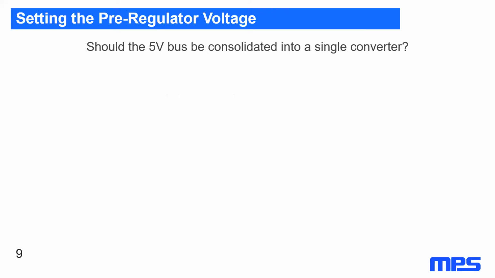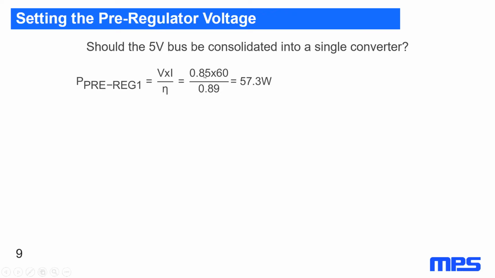If you remember, we need a 5 volts bus to power the high current rail, the controller plus driver bus. And now we have decided we also need a 5 volts bus to power all the low current domain. So should we consolidate those into a single converter? First, we can calculate the power that we need for the high current rail. This is also, again, quite simple.